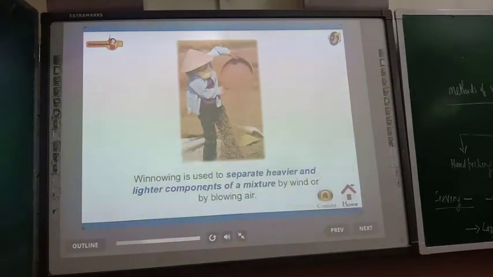Winnowing is used to separate heavier and lighter components of a mixture by wind or by blowing air. For detailed explanation, watch the next video carefully. So winnowing is used to separate heavier and lighter components of a mixture by wind or by blowing air. Now let us see one animation to understand this one.